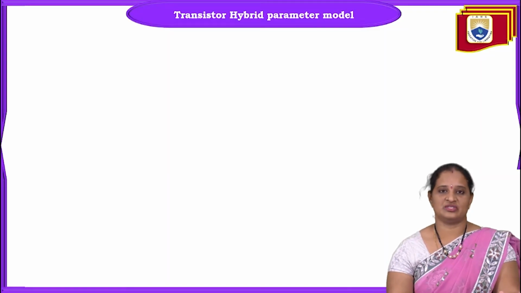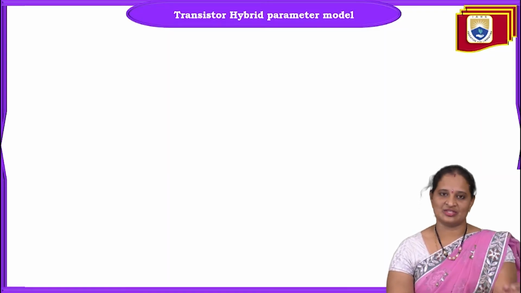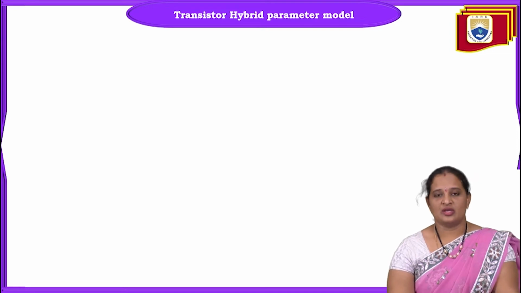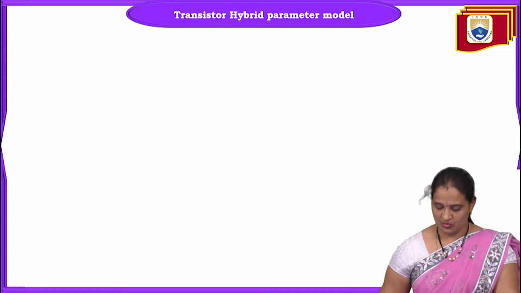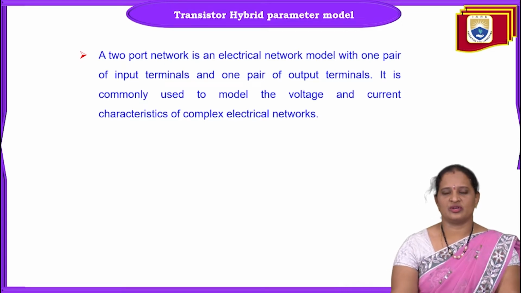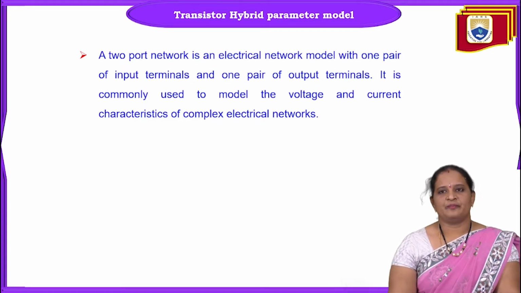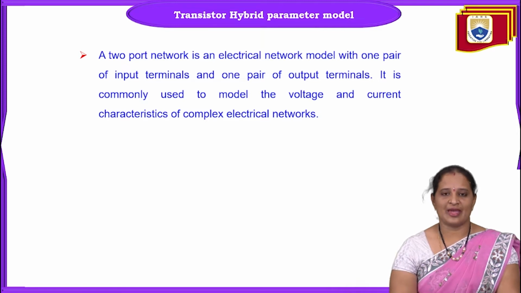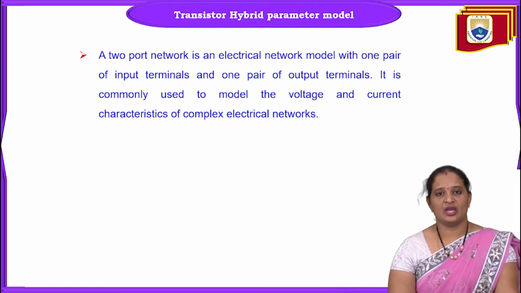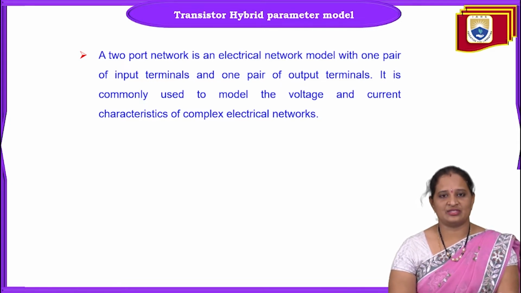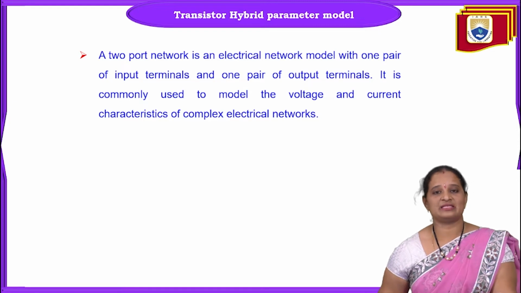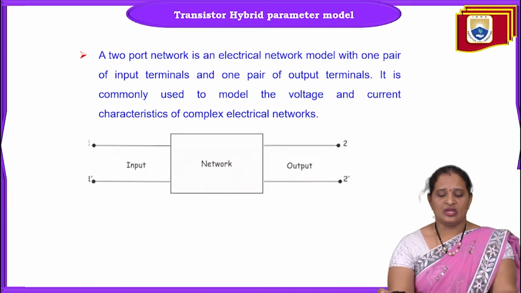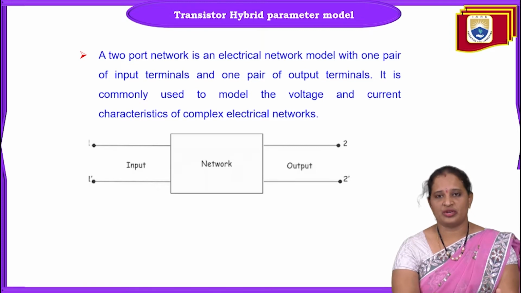Before that, as we all know, the transistor is a 3-terminal device, which can be approximated as a 2-port network. So what is a 2-port network here? A 2-port network is an electrical network or electrical network model with one pair of input terminals and one pair of output terminals, and it is mainly used to model the voltage and current characteristics of complex electrical networks. Here, this is the block diagram of a 2-port network.